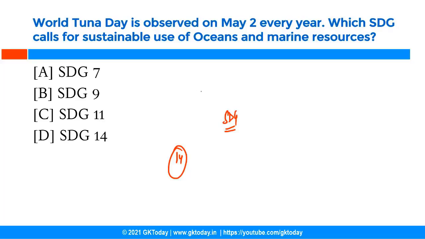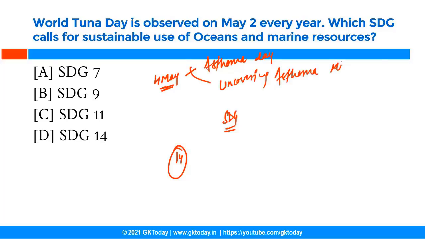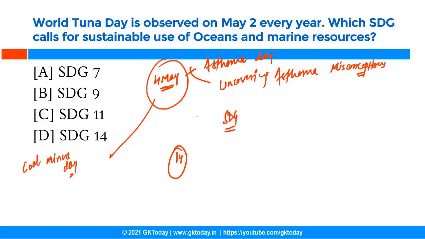Now apart from 2nd of May, 4th of May was observed as World Asthma Day. Theme was Uncovering Asthma Misconceptions. 4th of May was also observed as Coal Miners Day. Apart from that, 4th of May was also observed as International Firefighters Day.